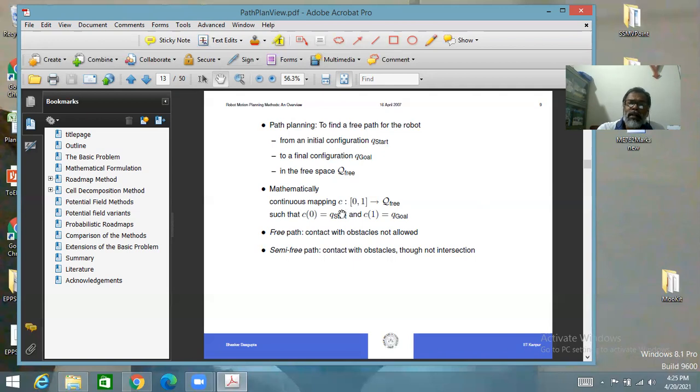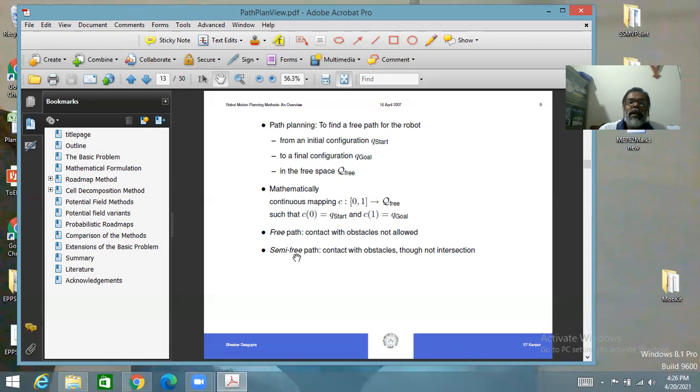Now, such a path is called a free path if it makes no contact with any obstacle. Forget about intersection, it does not even contact, it doesn't even touch. On the other hand, it is called a semi-free path if it touches obstacles now and then. I mean, touches some obstacles now and then. It is allowed to, but does not intersect.